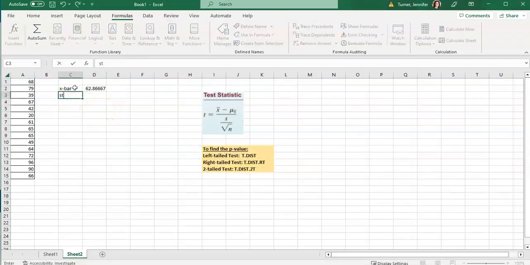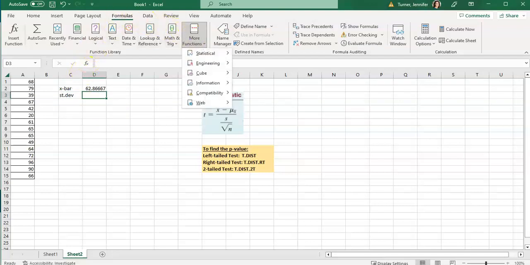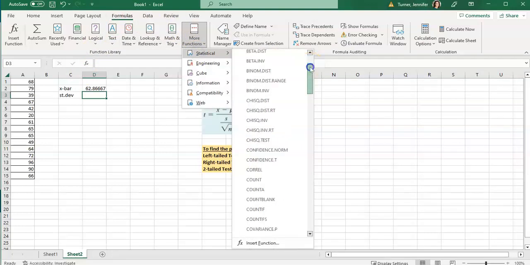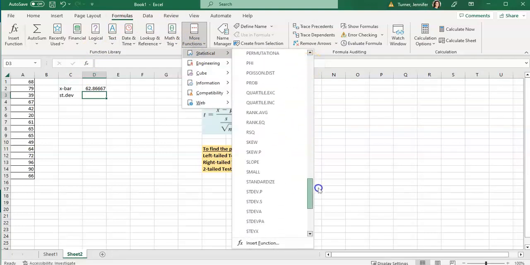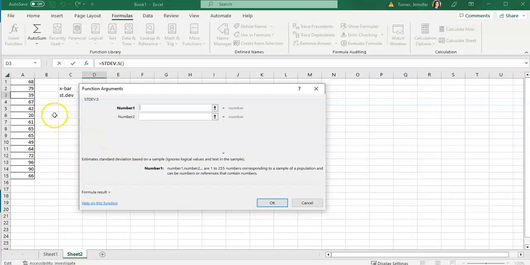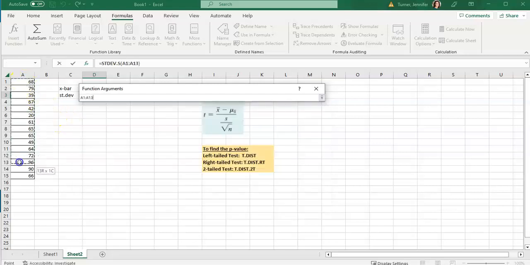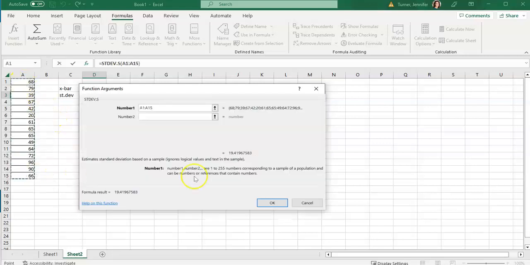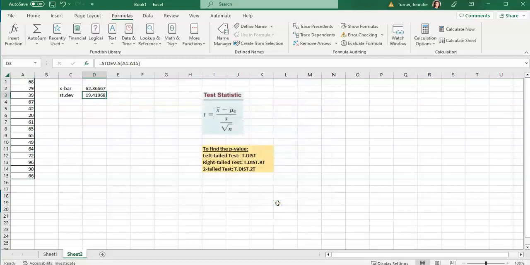So next we need the standard deviation. To find that, we go to formulas, more functions, statistical, and we're going to go all the way down to the S section. And we are going to grab this one, STDEV.S. That means standard deviation of a sample. Same thing, once this box opens, we're going to go highlight the numbers in the sample and then click OK. So now we have the standard deviation.